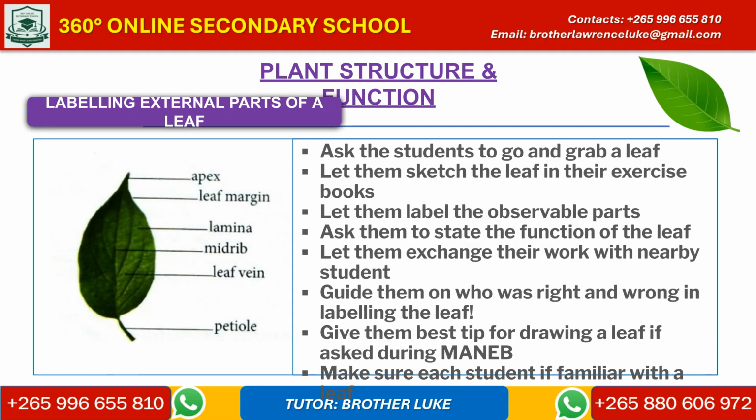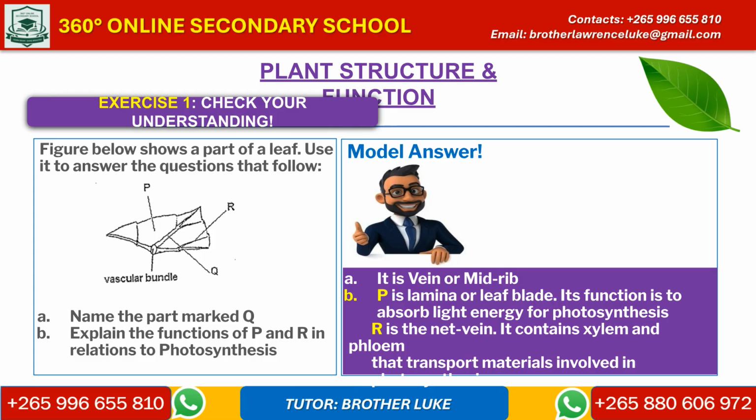Take a moment to examine a leaf and observe its external parts. You can sketch and label the apex, margin, lamina, midrib, vein, and petiole. This practice is helpful for understanding leaf anatomy and function. Let's check your understanding with an exercise.